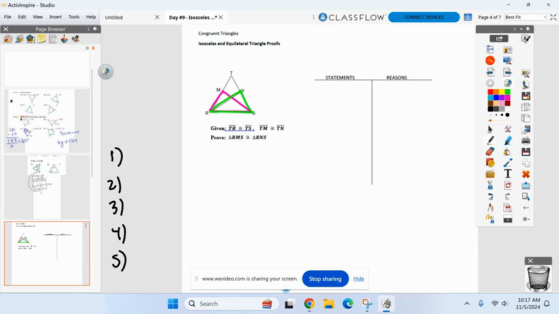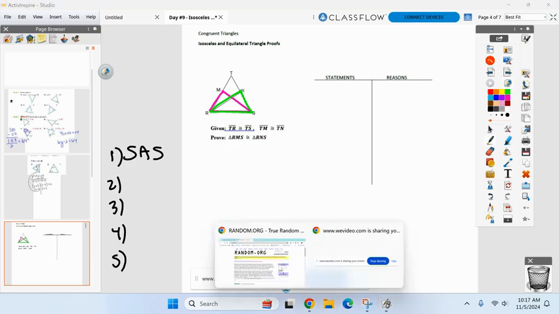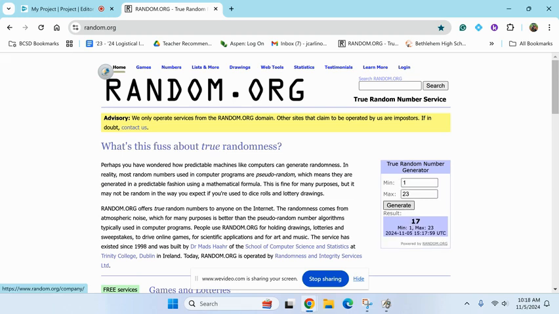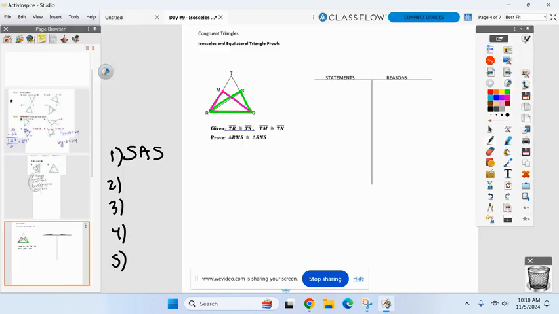Theodore, 1 way. SAS. Side angle side, and that angle better be in between if we're using it. If it's not, you better find a new method. Moving on here. Catherine, another method? SSS, all 3 pairs of sides congruent.